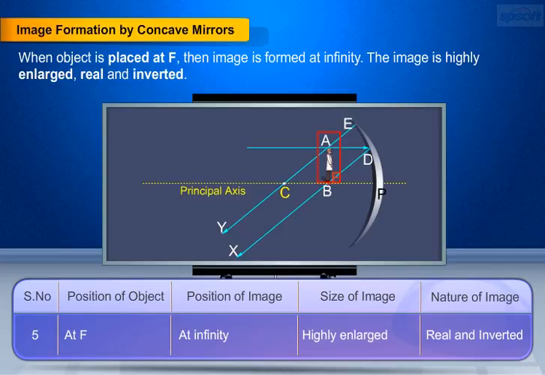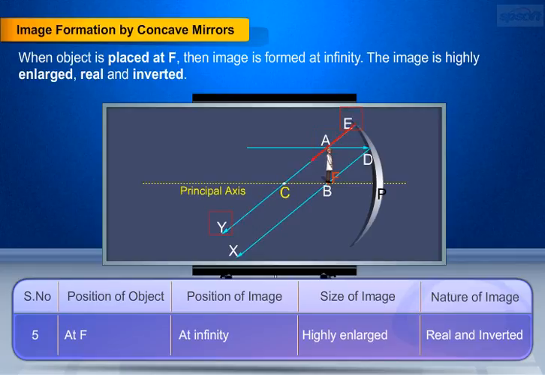When the object is placed at focus F. The object AB has been placed at the focus F of the concave mirror. Now the parallel ray of light AD, which is coming from the top of the object, gets reflected at point D, and passes through the focus F, giving the reflected ray DX. A second ray of light AE passing through the center of curvature C is reflected back along the same path, giving us another reflected ray EY.